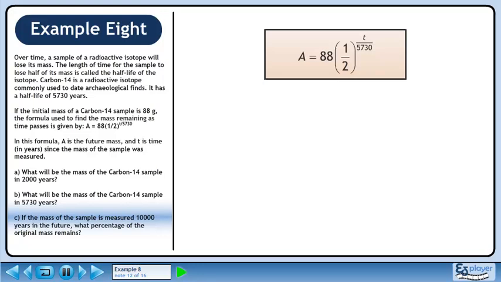In part C, if the mass of the sample is measured 10,000 years in the future, what percentage of the original mass remains? Plug in 10,000 for the elapsed time. 10,000 over 5,730 becomes 1.7452, continuing. The result is approximately 26.25.